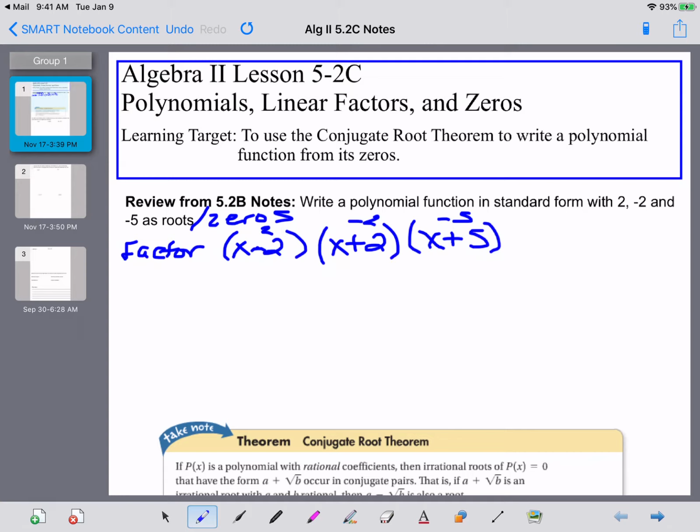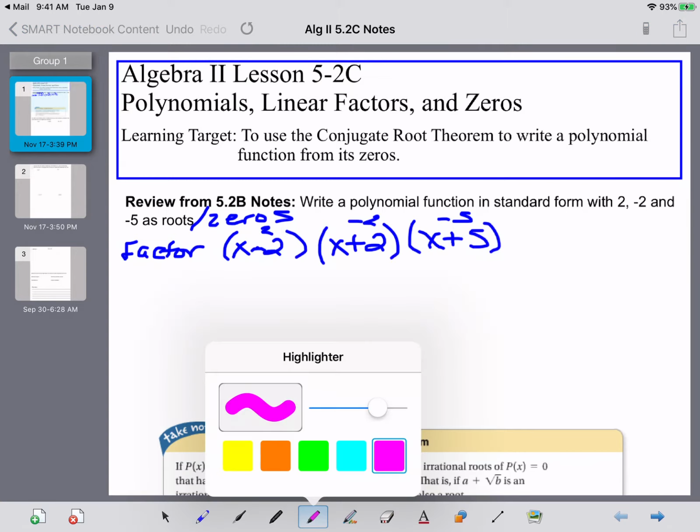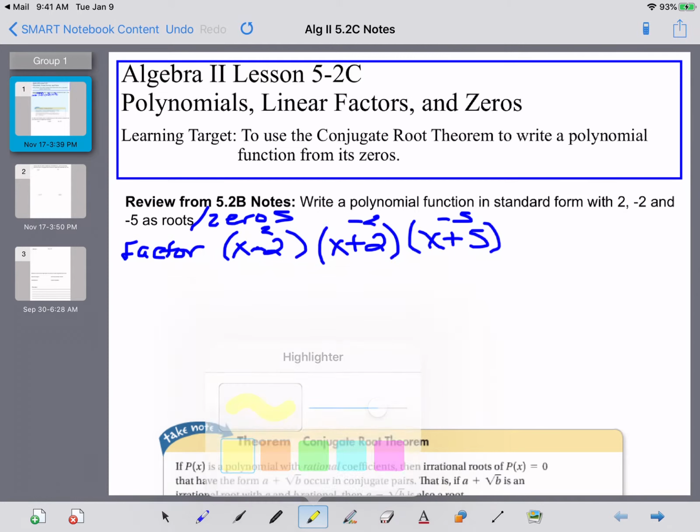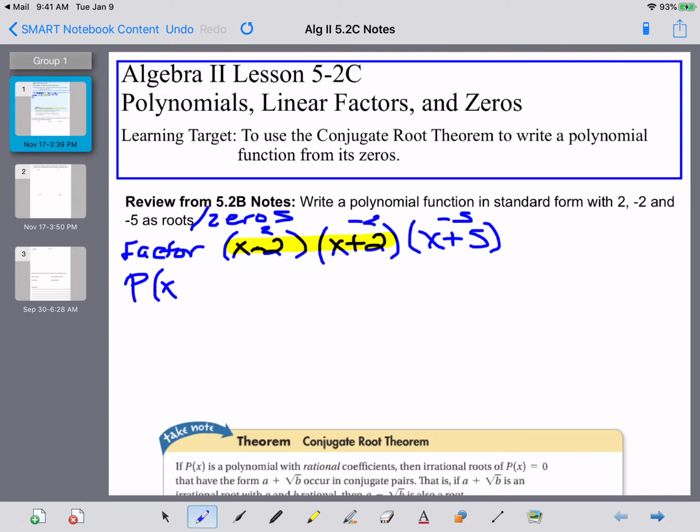Then we want to multiply these together. Easiest thing to do is going to be to put conjugates together first. So we're going to look at these two being multiplied together first. So to find our polynomial p of x, we're going to multiply x minus 2 times x plus 2. We're going to get x squared minus 4, since our middles will drop out. And then we want to multiply that to x plus 5. So we're going to FOIL those together now.